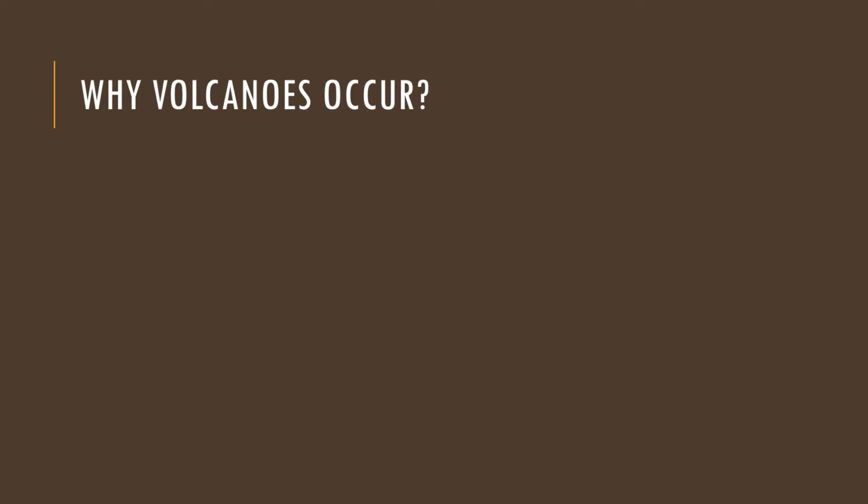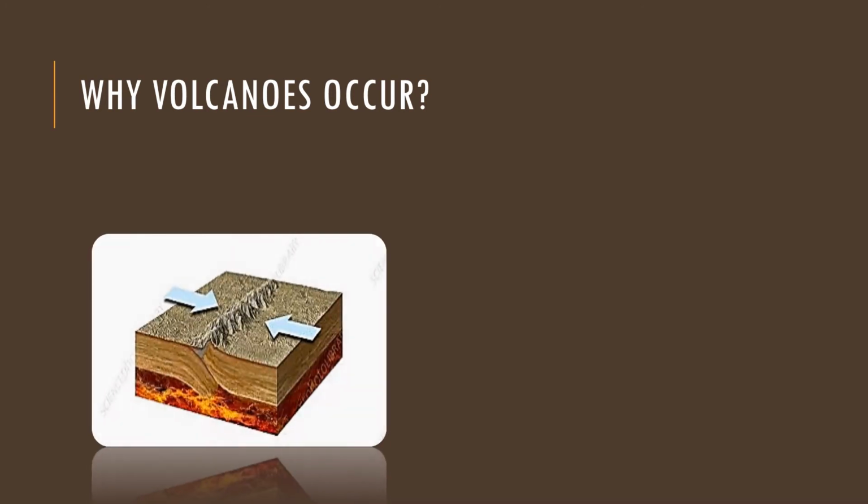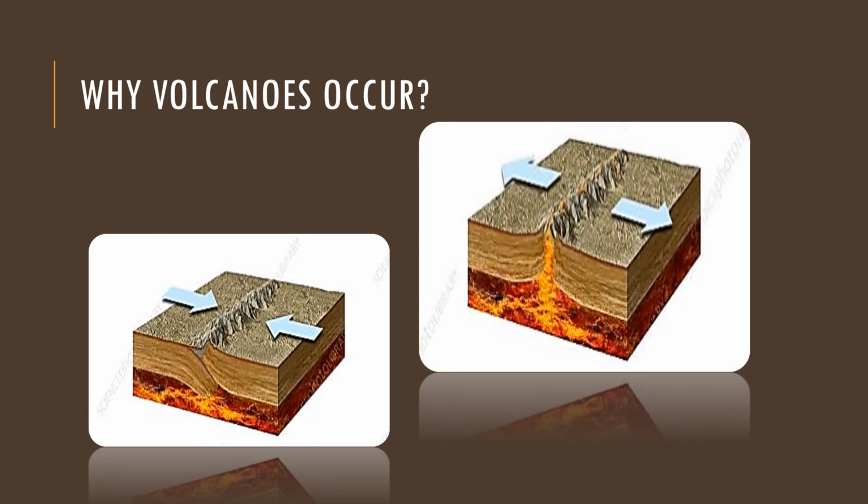And so there are 2 ways that this happens. Firstly, if we have 2 tectonic plates that are moving towards each other and one slides under the other, this would cause a volcano on the land. Secondly, when two tectonic plates move apart from each other, a volcano would occur under the ocean.